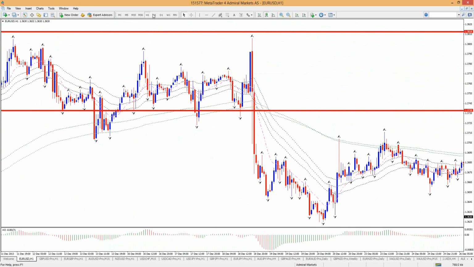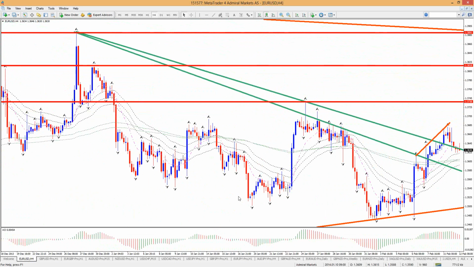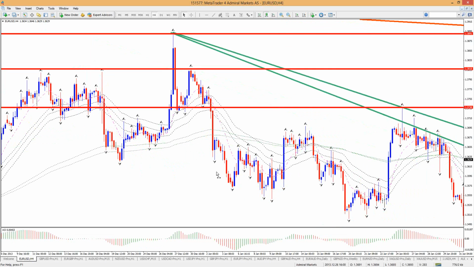Maybe the 4-hour, let me check the 4-hour. You see, we don't have that much here. We only have tops and bottoms, in fact. So not too present on the euro dollar of late.